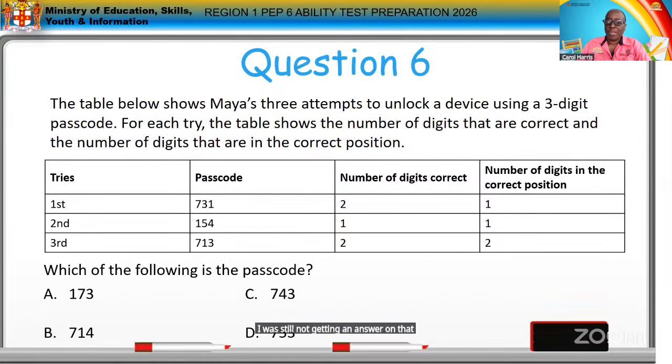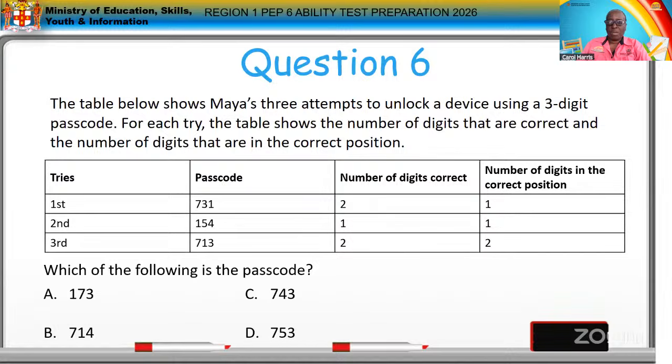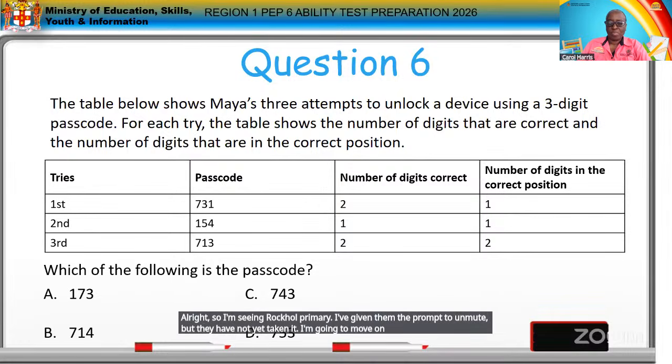All right, we're still not getting any answer on that one. Okay. I'm seeing lots of D's. I'm not seeing any other. Do you see any other raised hands in the chat, Mrs. Williams? I want to see from a school that hasn't spoken yet. Right, so I'm seeing Rockall Primary. I've given them the prompt to unmute, but they have not yet taken it. I'm going to move on. Once more, Rockall Primary, please unmute and share.